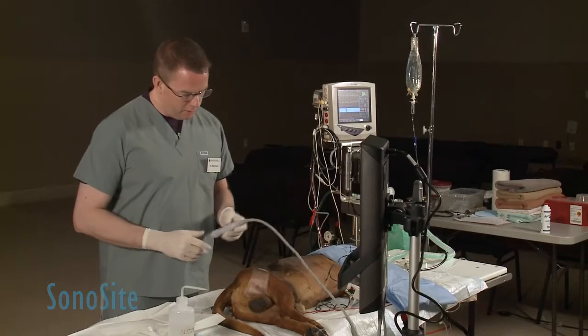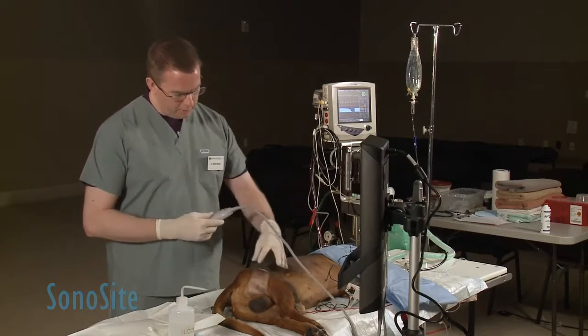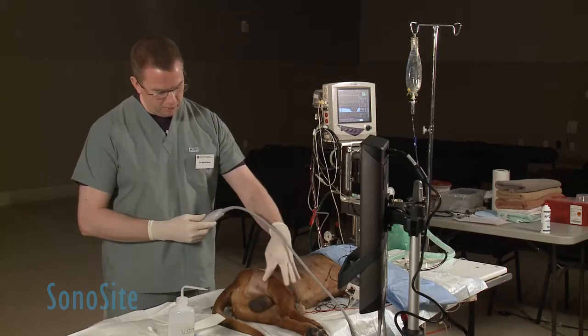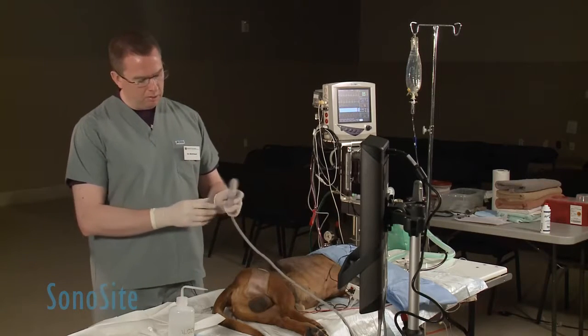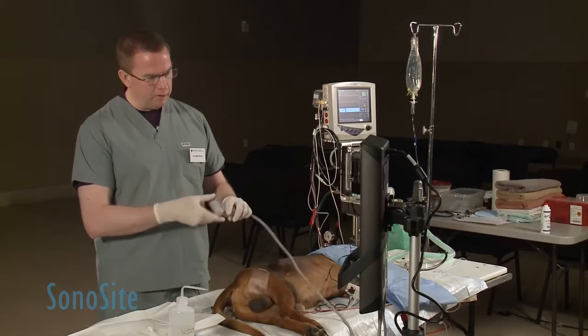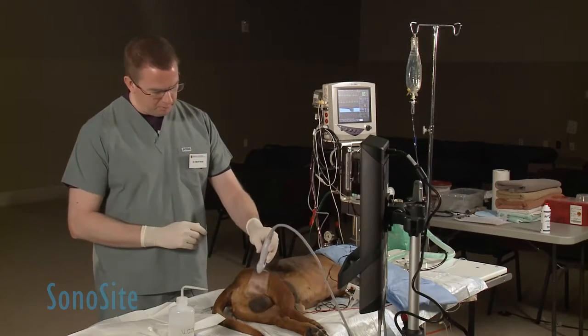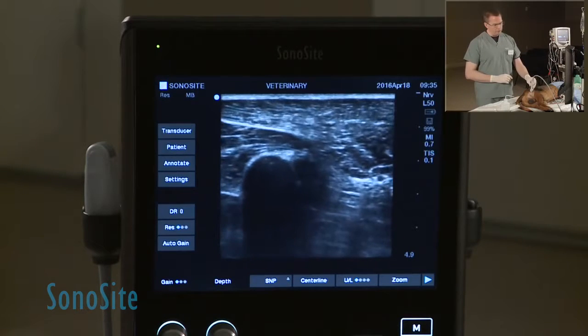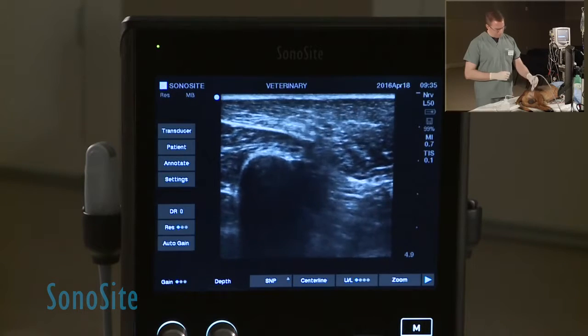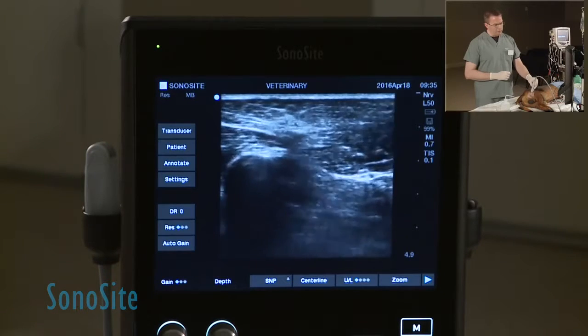Okay, so again, we identify the biceps femoris muscle as our main soft tissue landmark. We're going to place the transducer with the marker on the cranial side of that muscle so that the left side of the ultrasound monitor is cranial and the right side of the ultrasound monitor is caudal.